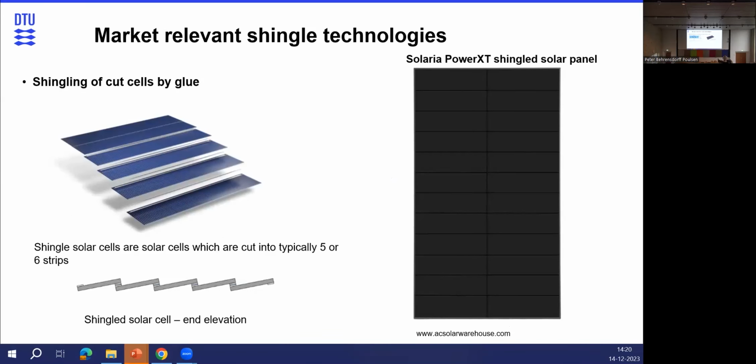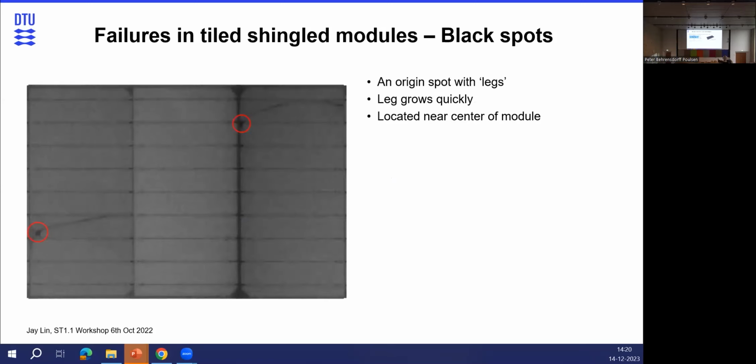And kind of the true shingled modules is to take a solar cell, cut it into 5 or 6 strips, and then connect these strips with electrically conductive adhesive. And then you would get a nice looking module like this. Now, in this work, all of these different solutions to create shingled modules show some issues with cell cracks. So the first one, for the tiled shingled modules, people started noticing these kinds of black spots after installation or after transportation that grew quite quickly, and they were localized to the center of the module.